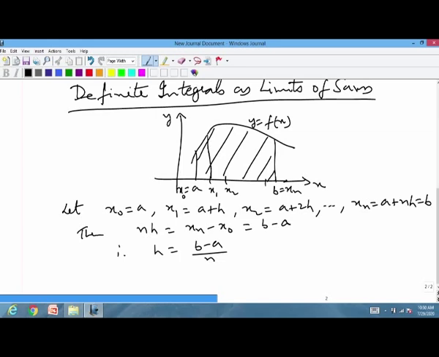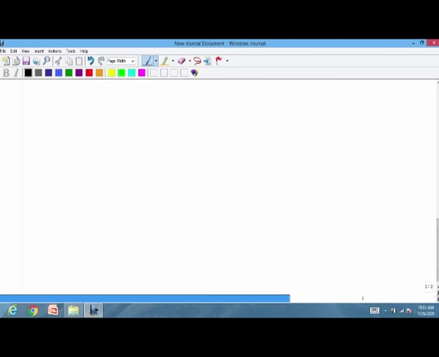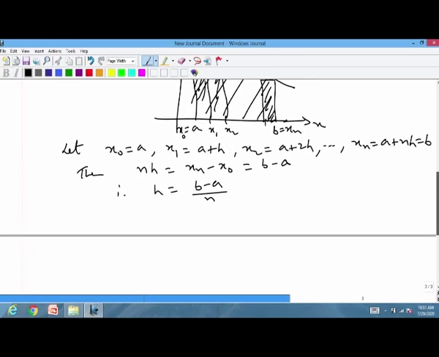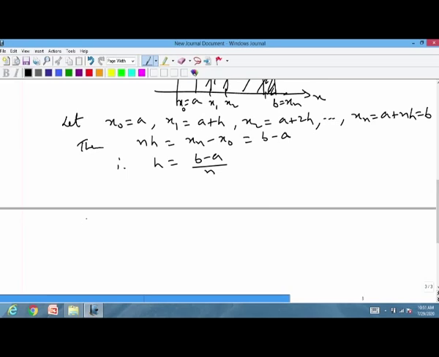Now, we can draw these rectangles and suppose I find the areas of these rectangles whose width is h and height is equal to f of x i. So, what we have is this integral of a to b f of x dx is equal to the limit as n tends to infinity of the sum of these areas of the rectangles. So, what is the area of a rectangle? This will be h times f of (a plus k h), where k is varying from 1 to n.